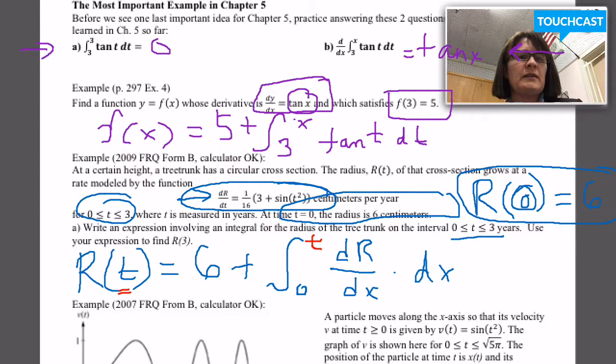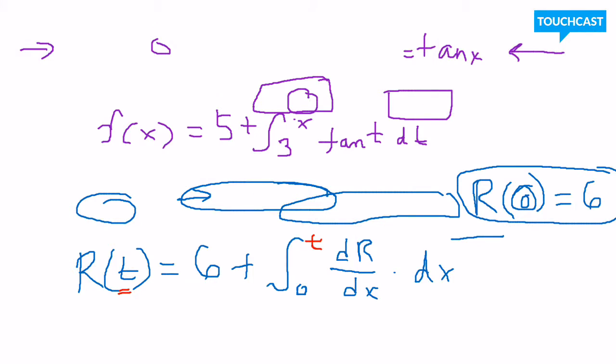So, hold on one second. The other thing I was asked to do is find r of 3. So just notice you would find r of 3 by plugging 3 in for t. It does not get plugged into the function that's in your integrand.